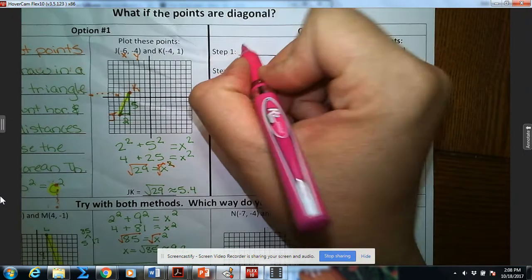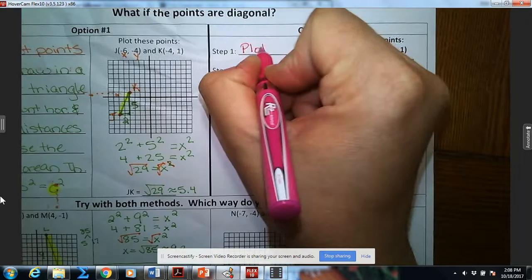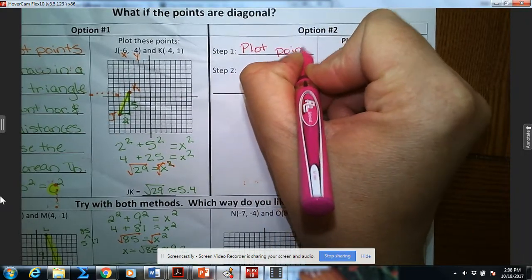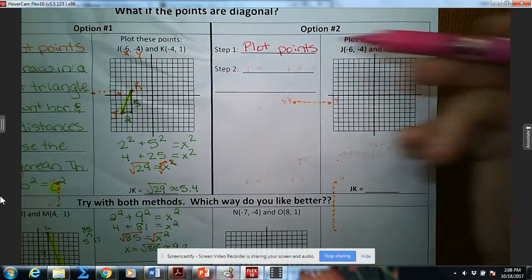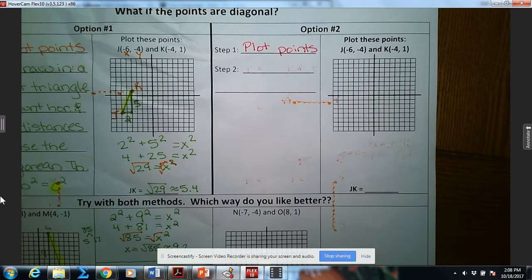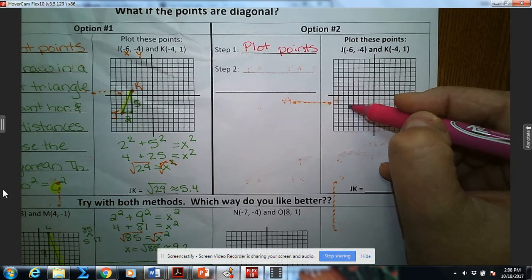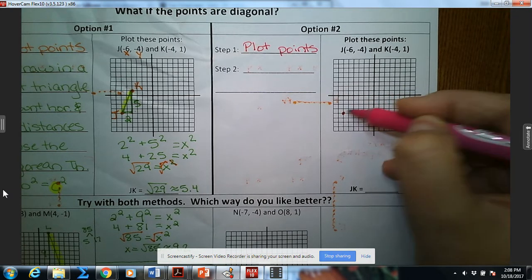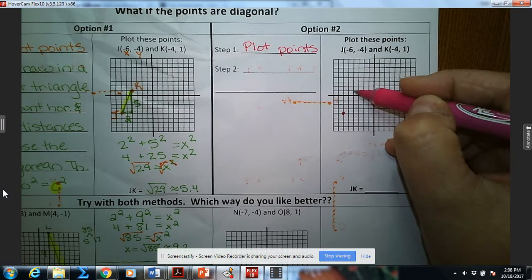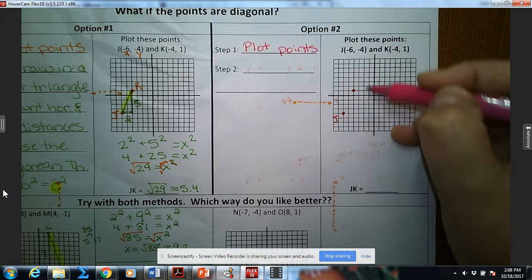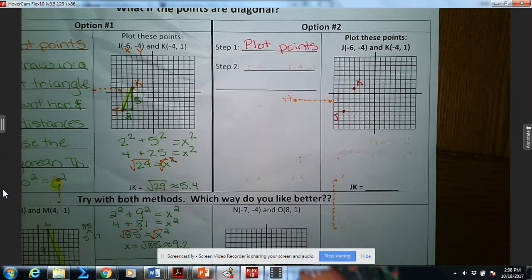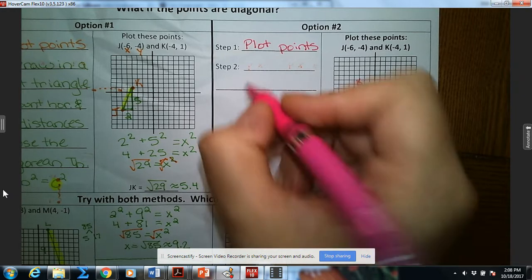So we're going to start with plotting points, just like we did, because we always need a visual. Step 1, plot points. So let's go ahead and get that done. I'm using the same example that we previously used so that you can see the comparison along the way. So I've got J at -6, -4, and K at -4, +1. Okay. And instead of drawing out a right triangle, I'm going to use something called the distance formula.